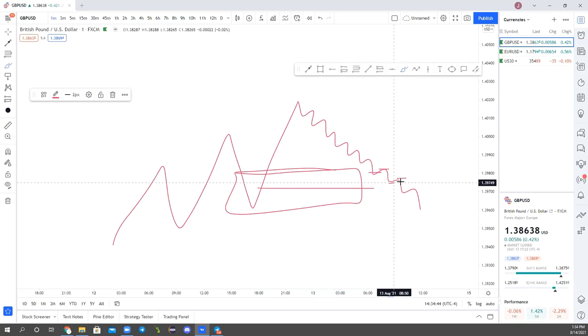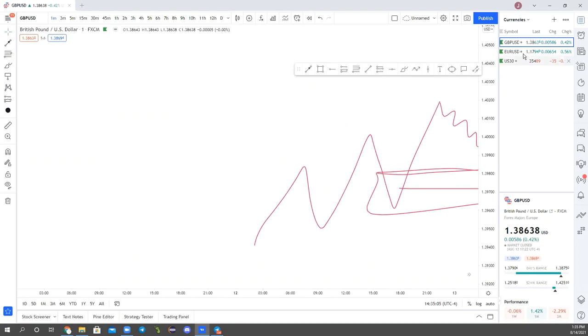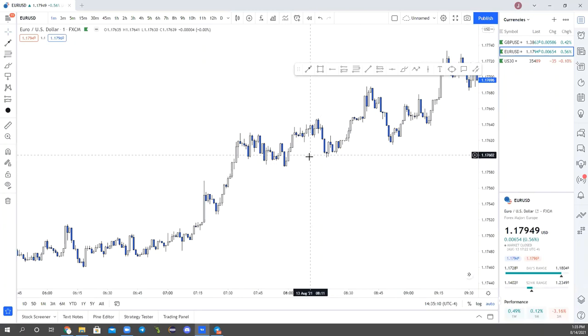James, do you ever use a 50% mitigation of supply and demand zones? Would you just do it straight off the open? Usually I do it off the open, because since I trade supply and demand, it's just easy. On EU here, I'm not going to do the 50% of this because I don't want to miss it.